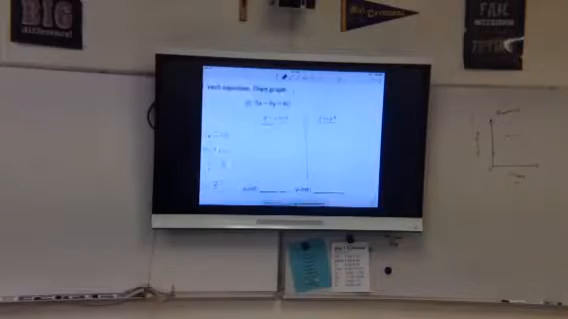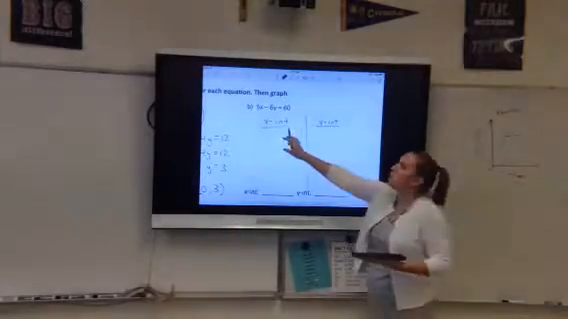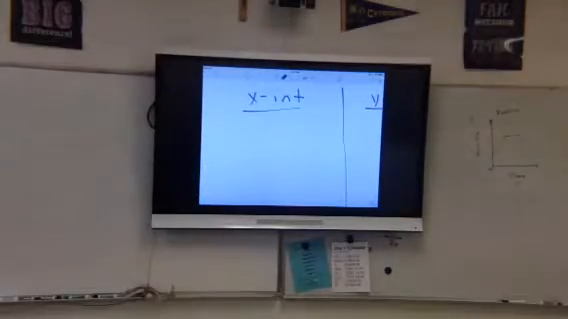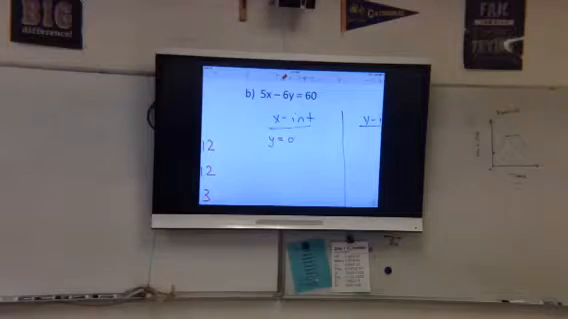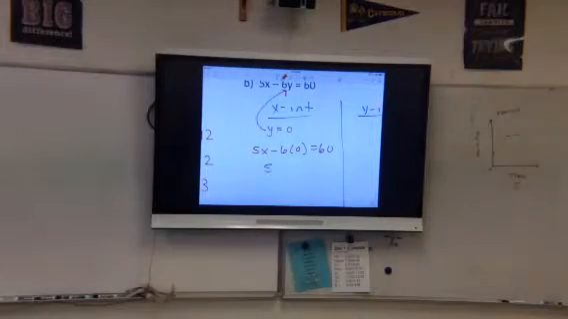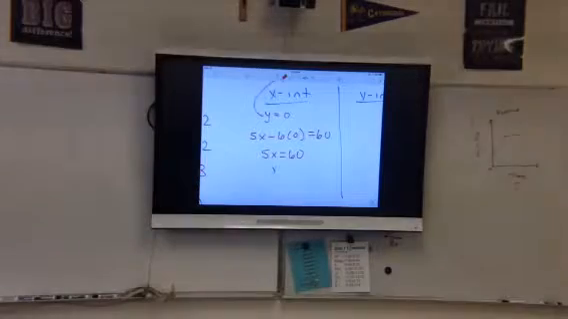All right, so we're looking at this problem here. X-intercept, what do we know is true about the x-intercept? Y is going to equal 0, okay? So y equals 0. Then you plug in 5x minus 6 times 0 equals 60. We're just plugging that in right there. So that middle drops out, and I get 5x equals 60. So what does x equal? Good, x equals 12.